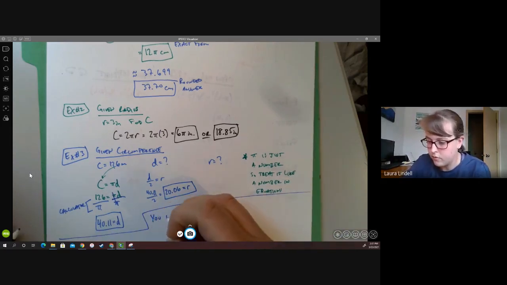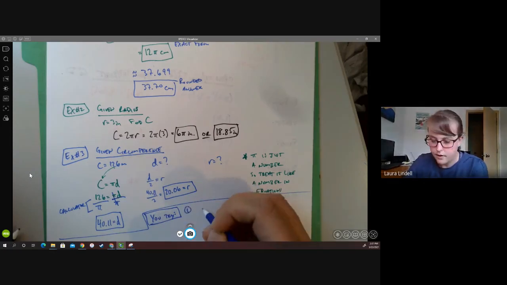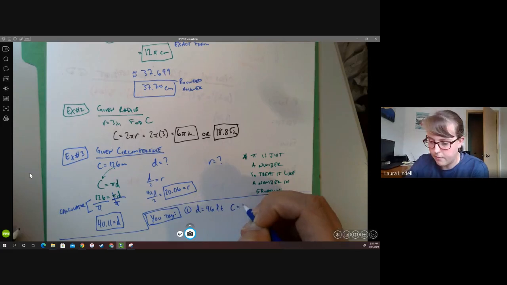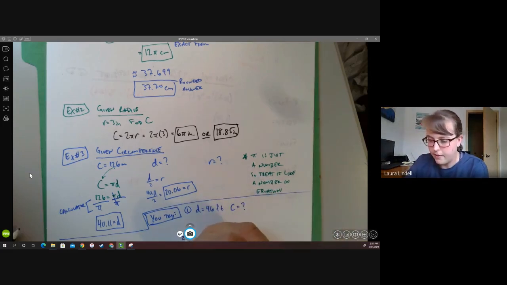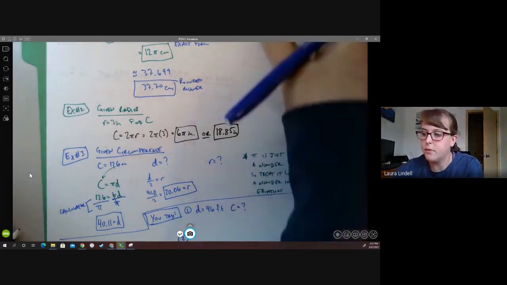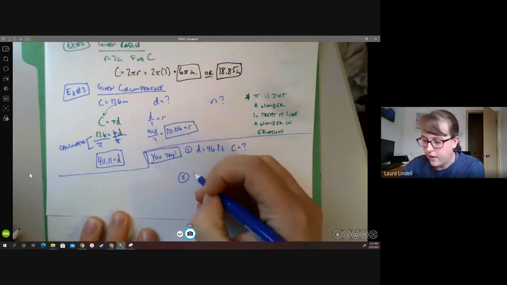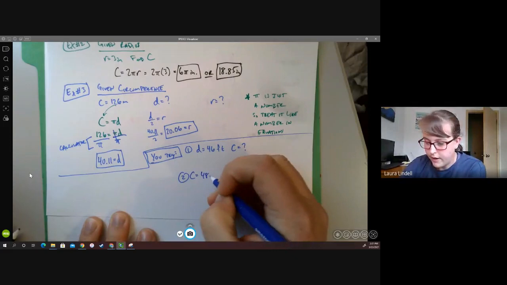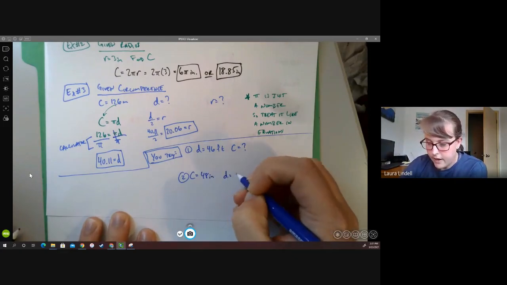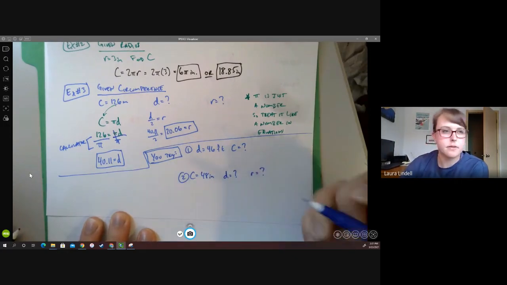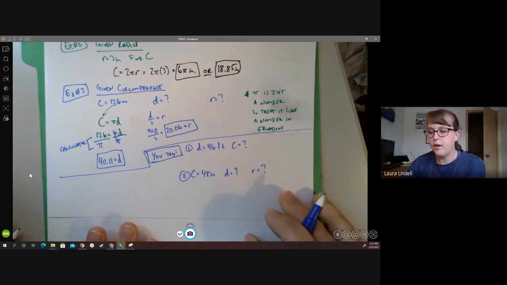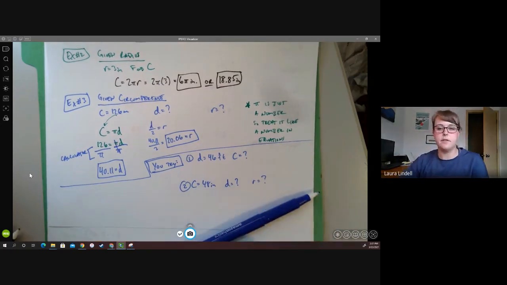So you try. First one, diameter is 46 feet. We want to find the circumference. And then the second one that you can't see quite yet, we're going to say the circumference is 48 inches. Find the diameter and the radius. When you think you've got it, type circumference in the chat.